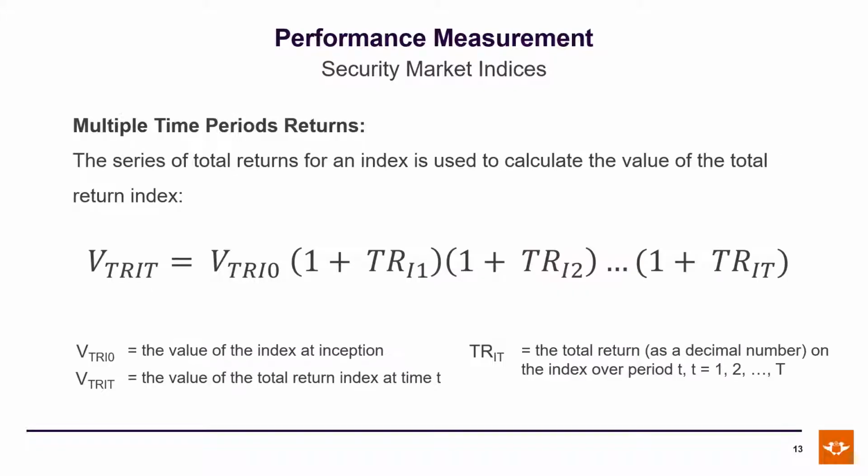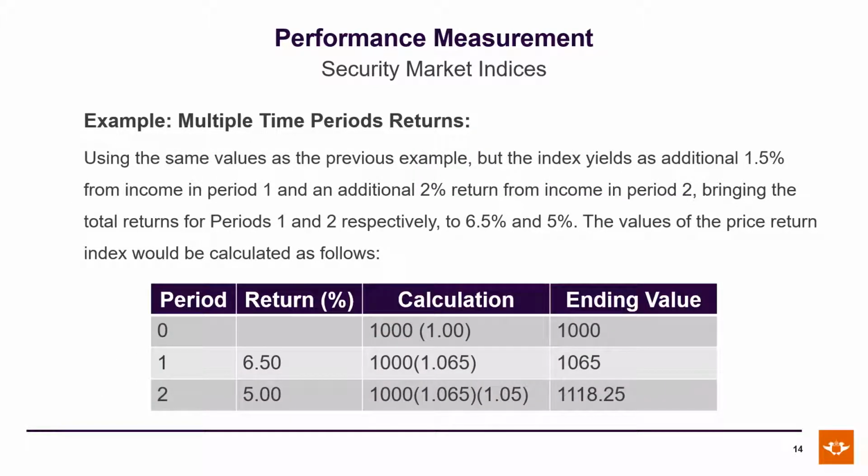As we did for the price return index, we can do the same for the total return index. By that I mean if we want to know the value of the total return index in, say, 5 years' time, as long as we know what the value of the index is today and the total returns over the next 5 years, we can compound today's value by the returns over the next 5 years to get the total return index value in 5 years. And again, it's a future value calculation. And this is an example of how we would calculate the value of the total return index.